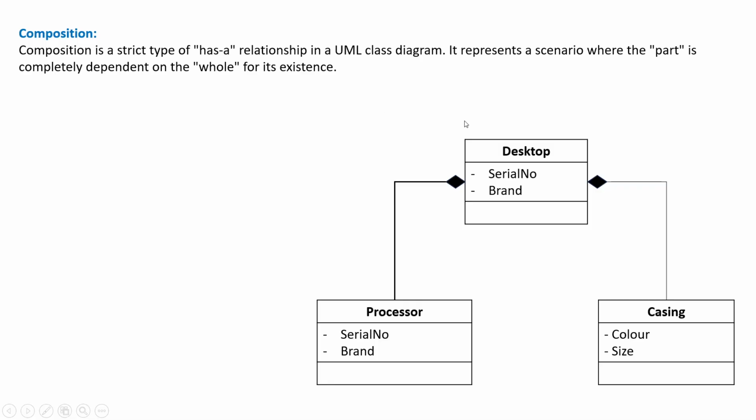This depends on the scenario for your information system, but this example explains that we are focusing on a desktop, which is your PC, and we're not focusing on individual processors and casings. That's not our main goal for our information system. We might be selling desktops, and each desktop has a specific processor and a specific casing, which you can change the color, the size, and for the processor, the brand, and the serial number. So it just says that a processor and casing should not exist without the desktop class.